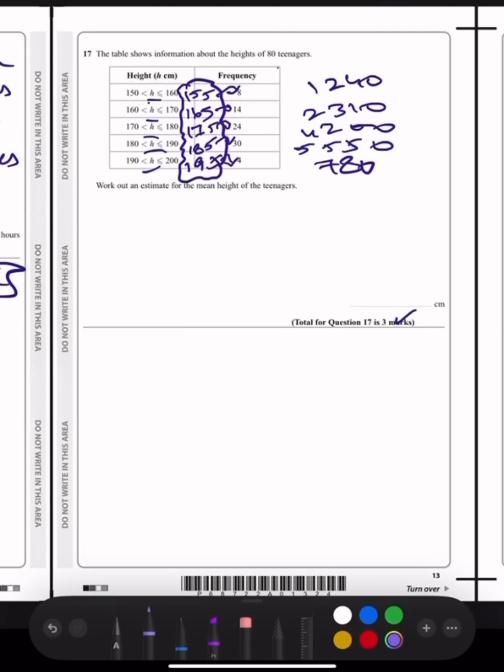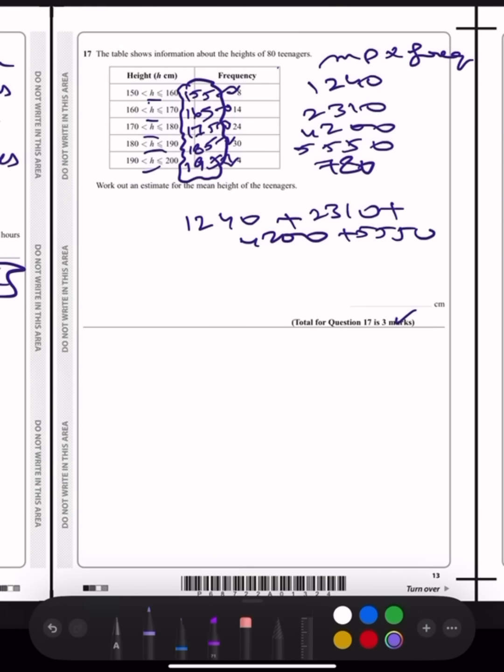This is basically MP into frequency. Okay, so for the next one, because they said work out an estimate for the mean height, what we do is we write down these: 1240, 2310, 4200, 5550, and 780.